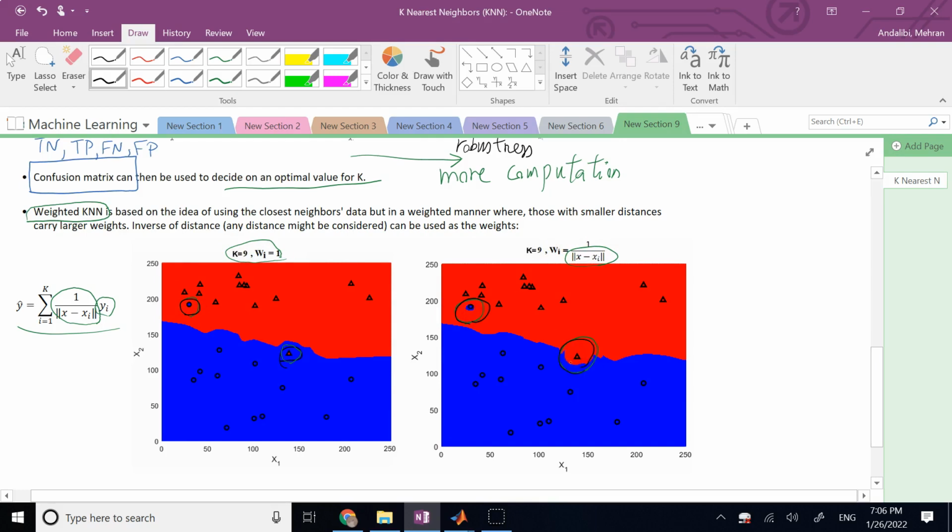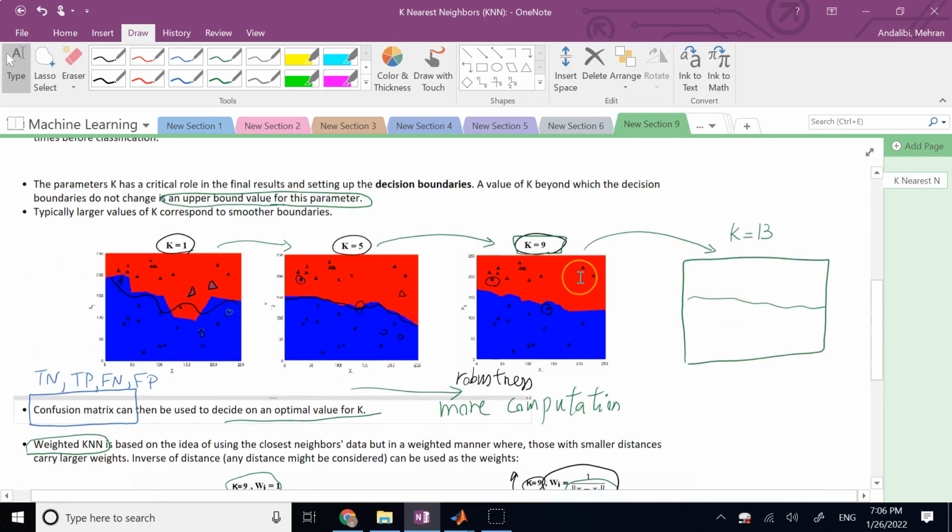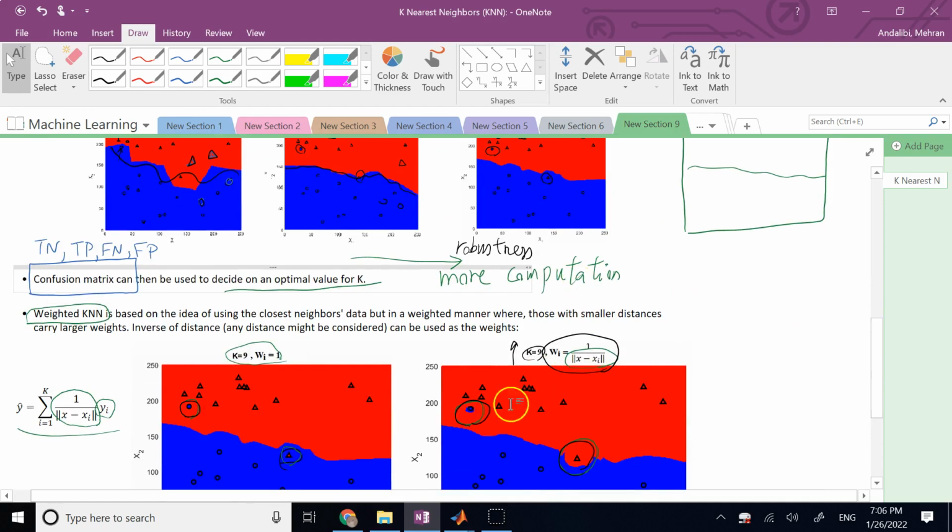I have absolutely no misclassification. So maybe as long as I use proper weights, I do not need to just keep going up with k, right? So deciding on a proper value for k, an optimal value for k, can be done by the confusion matrix, the robustness of the boundaries, and so on.